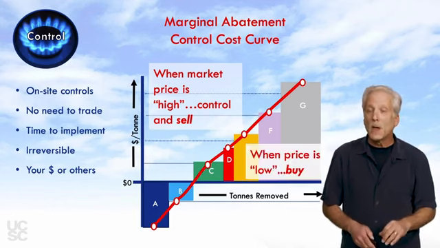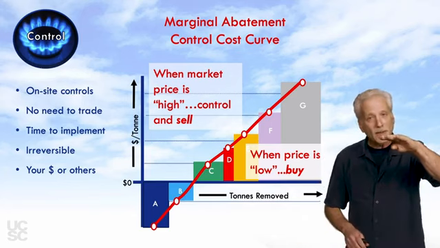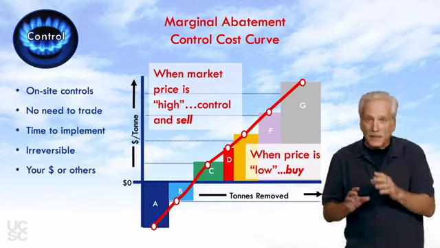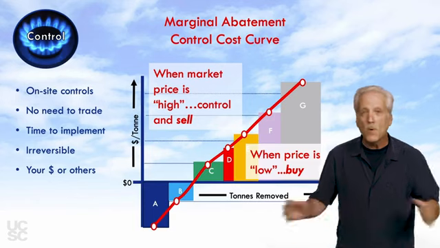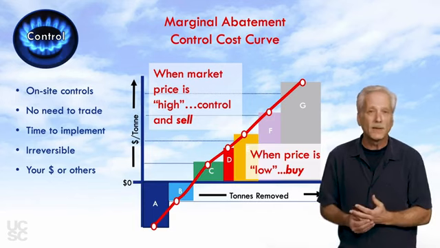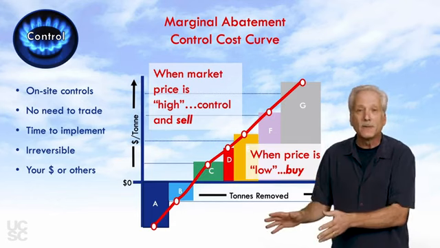But conversely, when the market price is low, when it costs you this much to put on technology, but the market is selling for it down here, don't waste your money by putting on technology that costs more than what you can buy in the marketplace. Save your money and buy allowances instead.